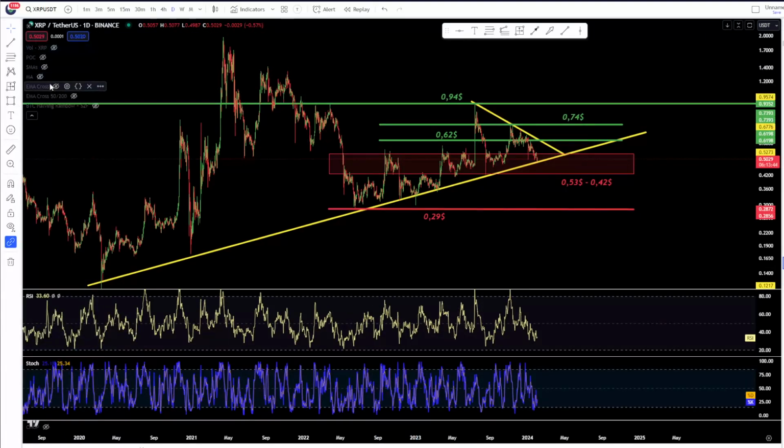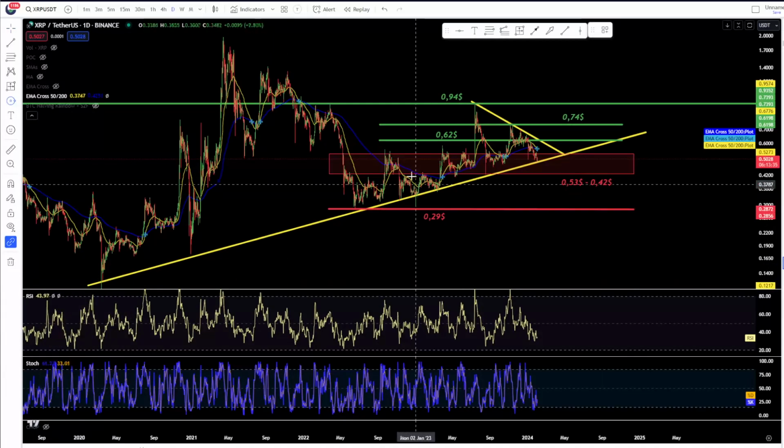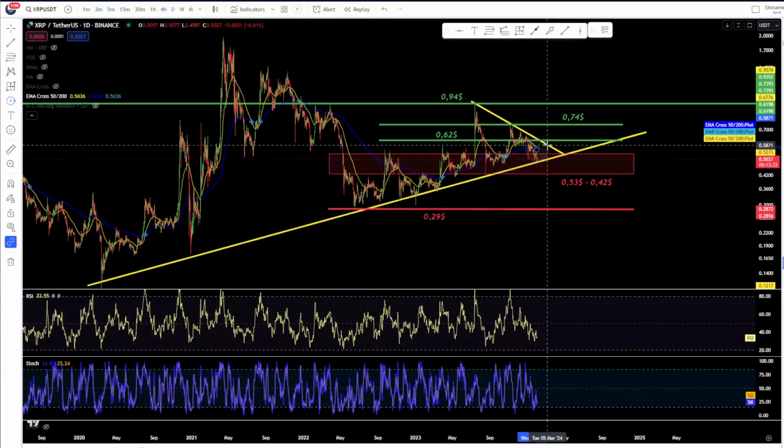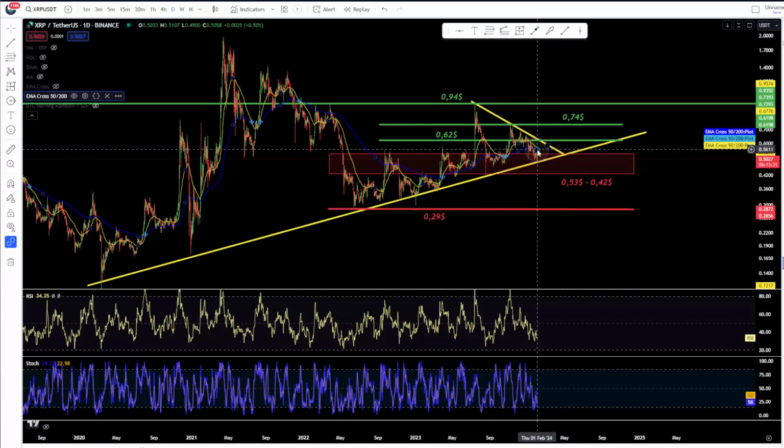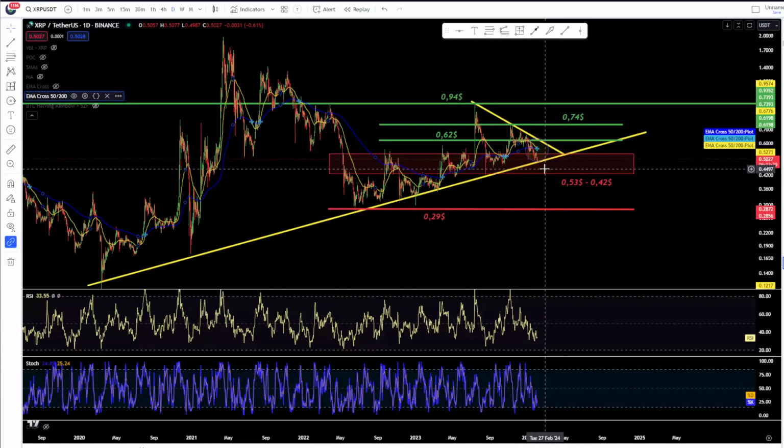It is worth looking at EMA cross 50 and 200, because it indicates a dangerous situation. You can see how the yellow EMA cross 50 line is falling and is on the verge of crossing the blue EMA cross 200 line, which would confirm a return to a strong downward trend.